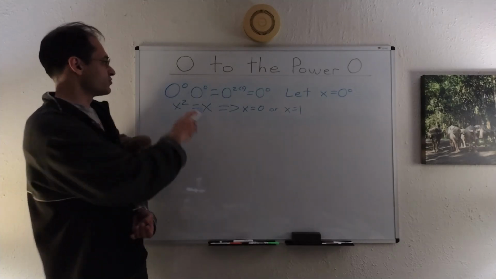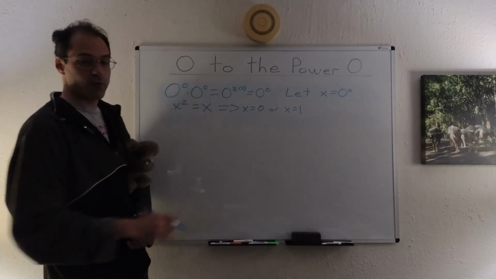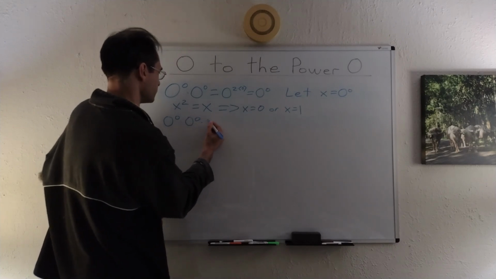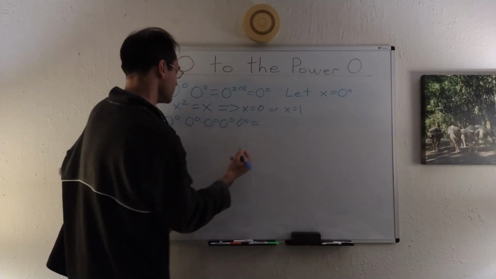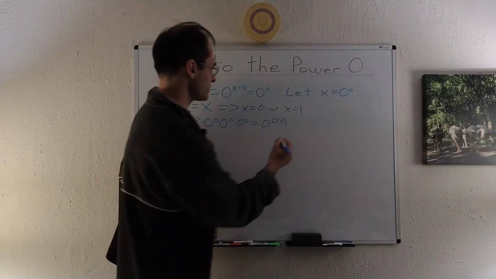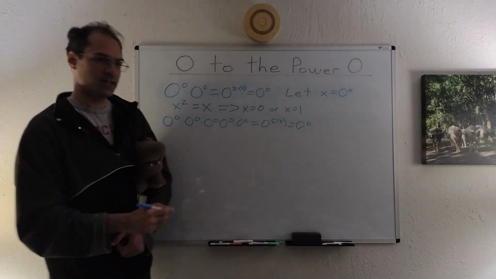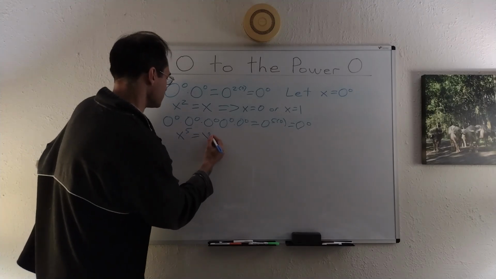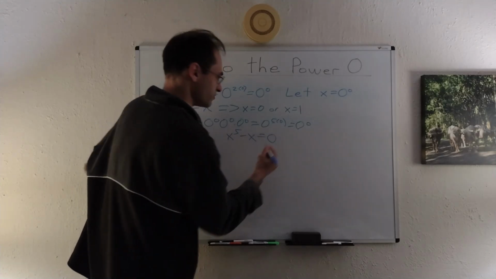But we can keep doing this trick with the index laws and add on as many zeros to the 0 as we want. For example, if we did 5 of them, 0 to the 0 times 0 to the 0 times 0 to the 0 times 0 to the 0 times 0 to the 0, that's going to be equal to 0 to the 5 times 0, again, equals 0 to the 0. So in that case, what we're going to get is x to the 5 is equal to x, or x to the 5 minus x is equal to 0.